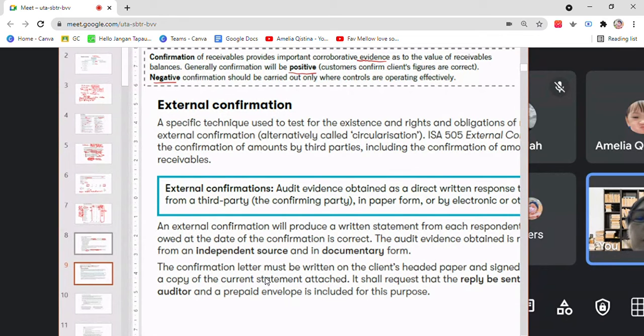So in terms of confirmation letter sent out to the customer, you need to be careful whether you want to send a positive confirmation or negative confirmation. So normally auditor will send a positive confirmation, and it is very seldom that an auditor sends a negative, because negative confirmation, okay, is only applicable when the internal control system is very good. Okay, when the auditor relies on the internal control system of the company.